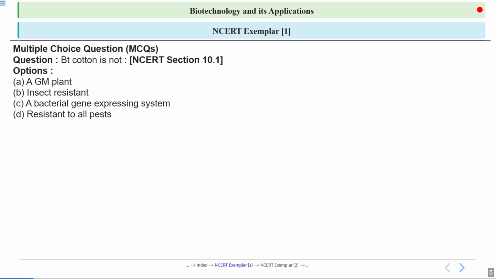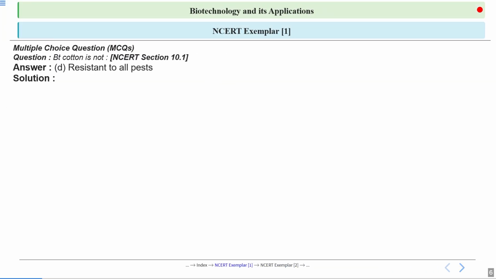So let's see the first question. This is a multiple choice question and it is from NCERT section 10.1. The question says that BT cotton is not, and the options are: a GM plant, that is a genetically modified plant; insect resistant; a bacterial gene expressing system; or resistant to all pests. So among these four options, what is something that BT cotton is not? Let's see the answer.